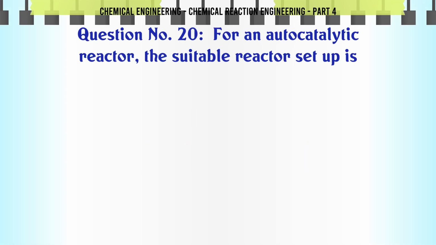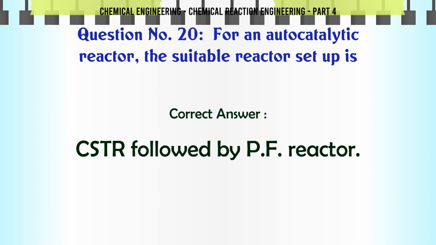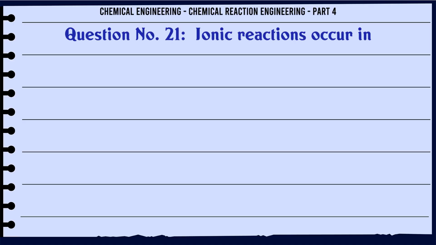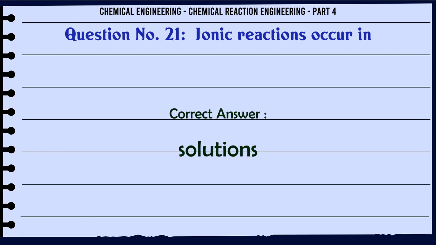For an autocatalytic reactor, the suitable reactor setup is A. PF reactors in series, B. CSTR in series, C. CSTR followed by PF reactor, D. PF reactor followed by CSTR. The correct answer is CSTR followed by PF reactor. Ionic reactions occur in A. Solid state only, B. Liquid state only, C. Solutions, D. Any state. The correct answer is solutions.